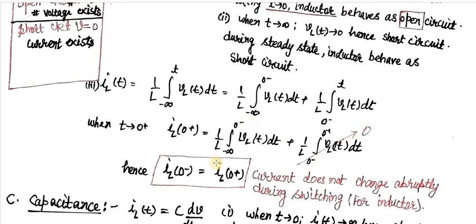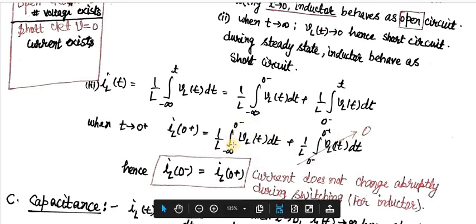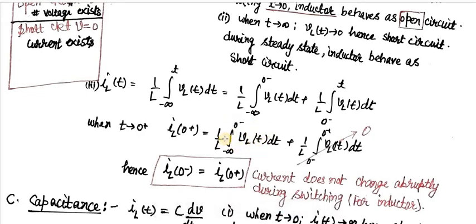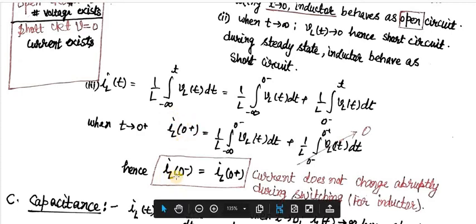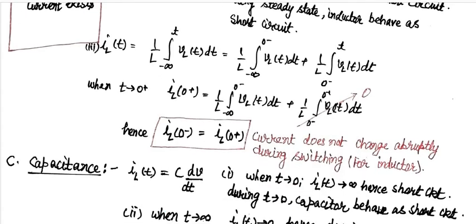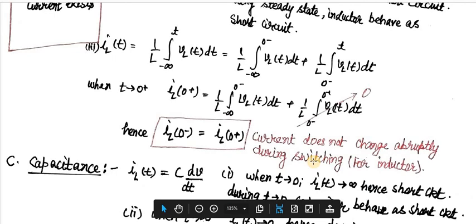And what is the first part? This part is the current just before the switching, and this is the current just after the switching. Hence we can understand that in the inductor, the current just before the switching is equal to the current just after the switching. So we can say the current does not change abruptly during switching in an inductor. I hope that is clear.